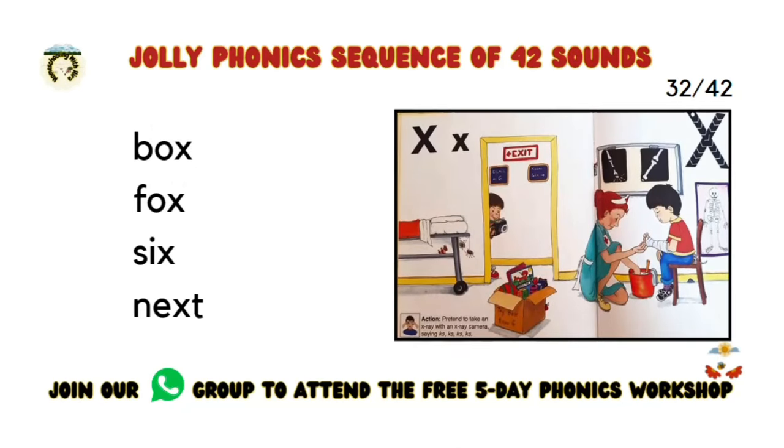Next, we have the sound of letter X. X says X. This is the first sound of letter X. Letter X has many sounds. In different words, it's pronounced differently. But the first sound of X is X. Letter X has a combination of two sounds, that is K and S. This is the sound of X, as in box, fox, six, next, right? So we have the X sound in all these words. And this sound of letter X doesn't come at the beginning of any word.